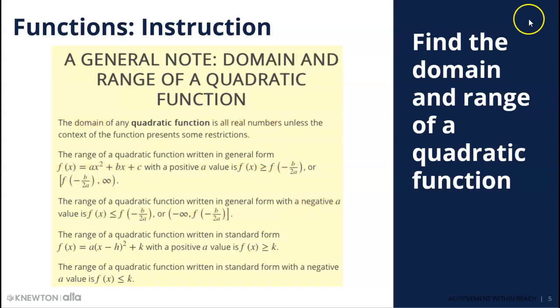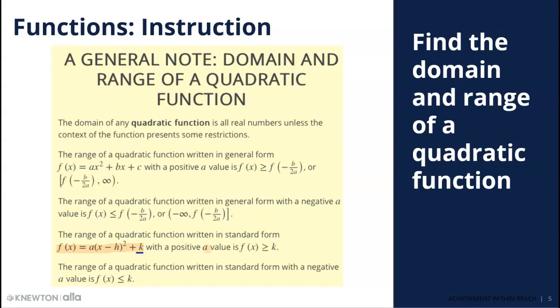Now, a parabola may also be given in standard form. So if you're given the equation of your parabola in standard form, which is a times the quantity x minus h squared plus k, to get the range of the quadratic function, you just need to get the value for k here, because this is the y coordinate of your vertex. And you use that same principle.